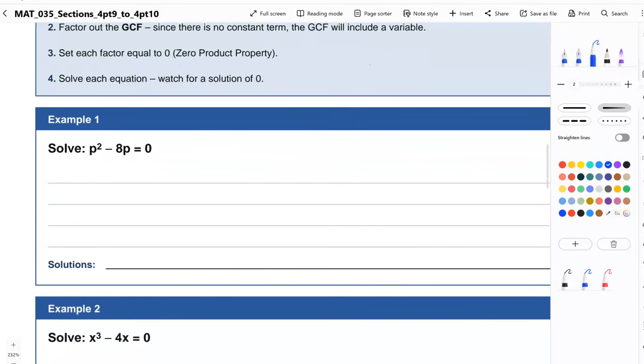Let's look at another one. We have p squared minus 8p is equal to 0. So it's going to work really similar to the last one. We're going to factor that p out, leaving us with p minus 8. And that's equal to 0. So we're going to set each factor equal to 0. That first p is going to be equal to 0. And then the p minus 8 is going to be equal to 0. And if I add 8 to both sides, I'm going to get p is equal to 8. So two answers, 8 and 0.